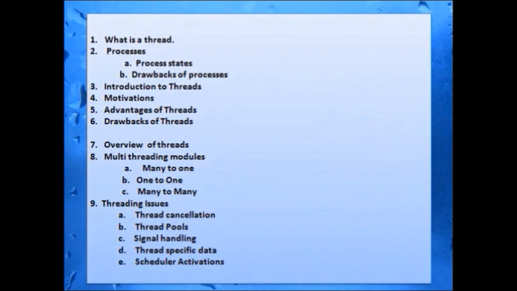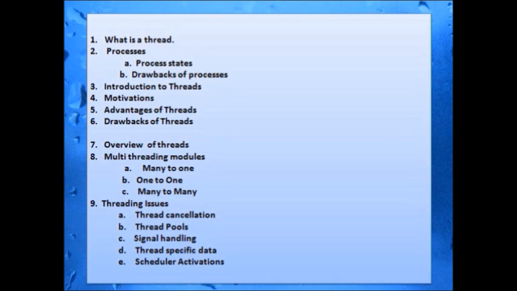Look at the content that we cover through this video lesson. Contents are: what is a thread, process, under processes we talk about process states, drawbacks of processes, then introduction to threads, motivation for threads, advantages of threads, and drawbacks of threads. Then we'll talk about overview of threads, multi-threading models. Under multi-threading models, we'll talk about many-to-one, one-to-one, and many-to-many.